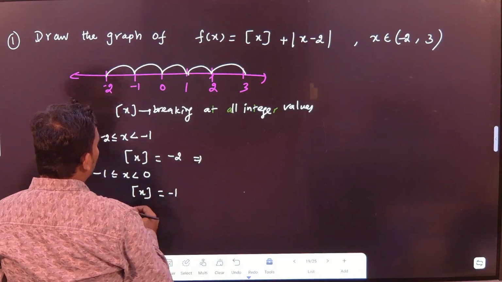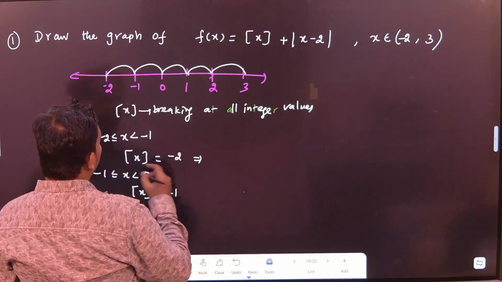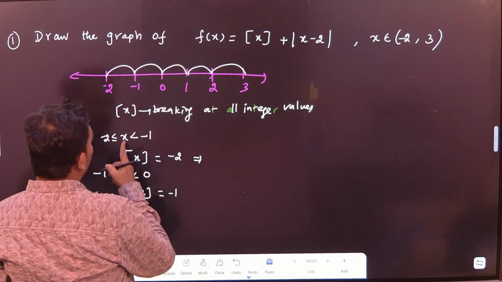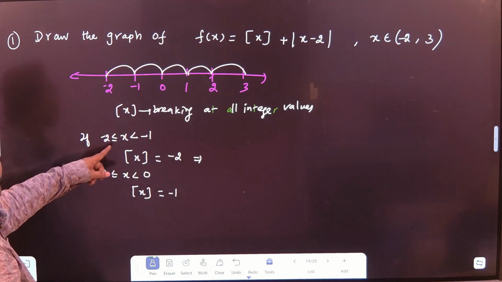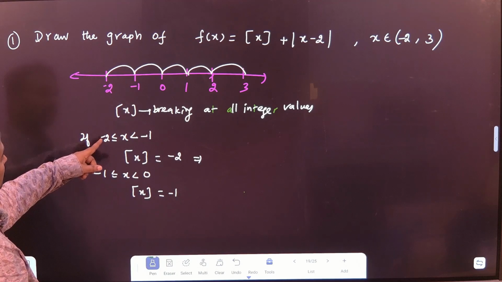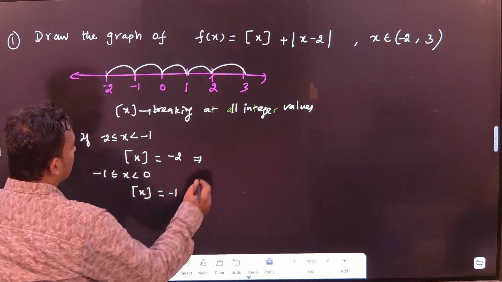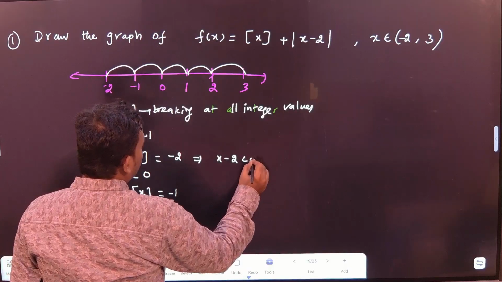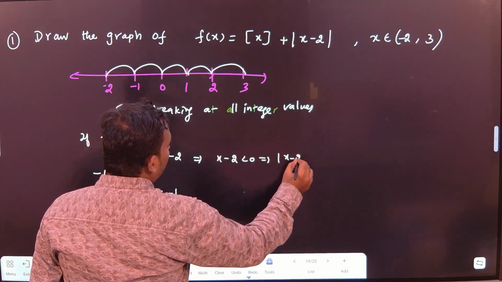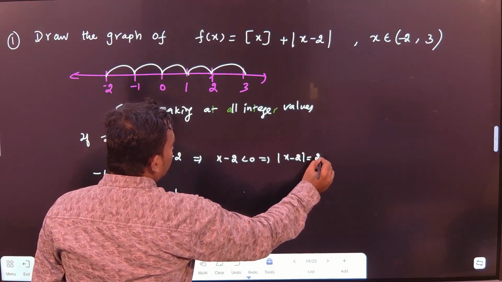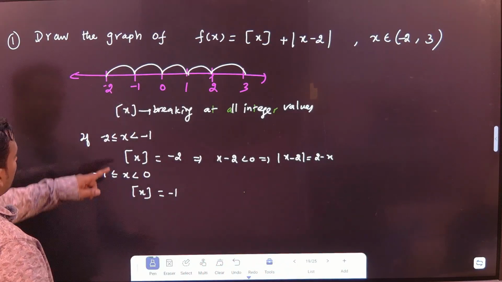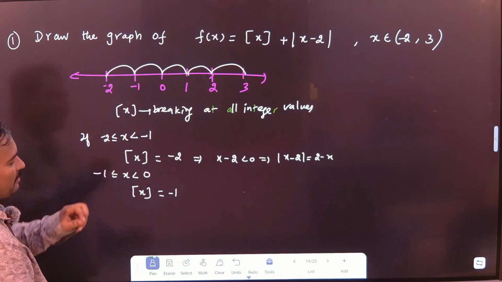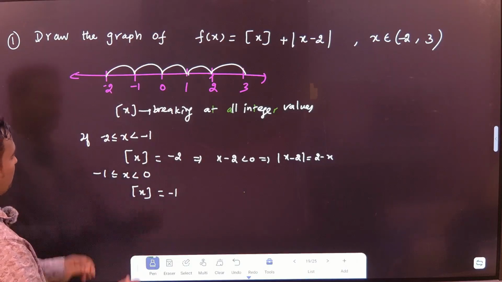So in this case, what is mod x - 2? x - 2 is what? Negative or positive? You're adding -2, so definitely it is negative. x - 2 is less than 0, therefore mod x - 2, how to write? So 2 minus x, right? Minus of x - 2, right? Because you're adding -2, so definitely the whole interval is negative, right?